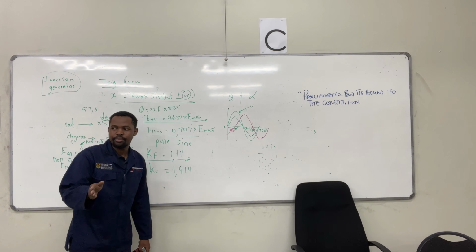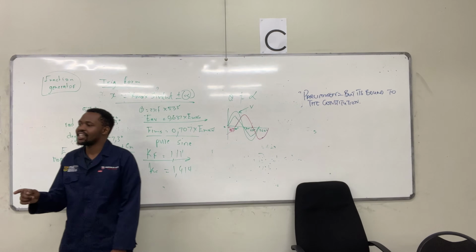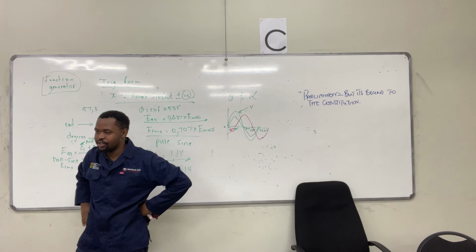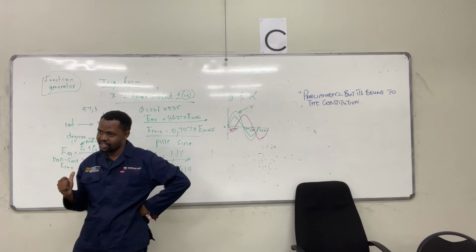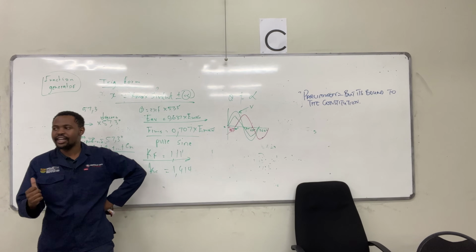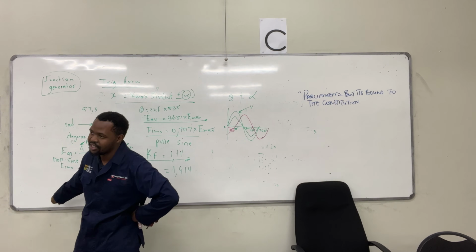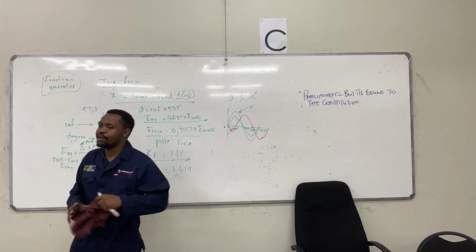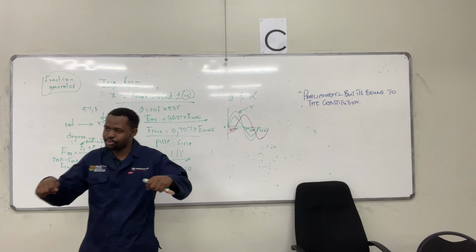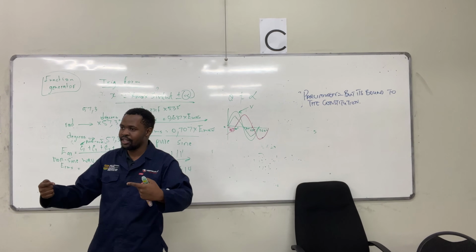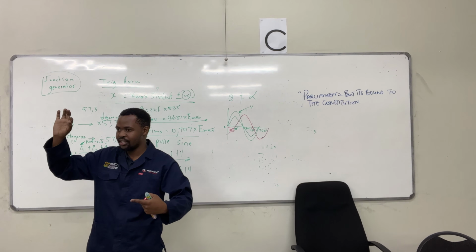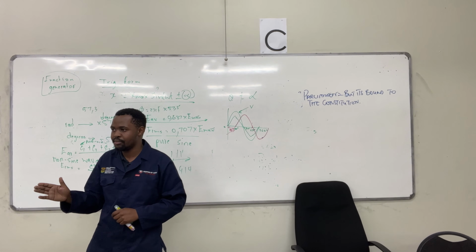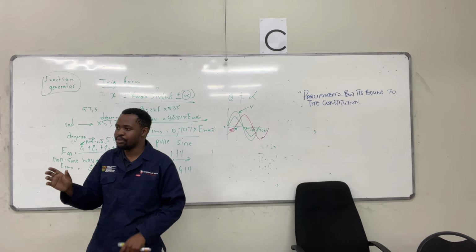Remember, the inductor opposes change in current. That is why the current is lagging the voltage. But when it comes to a capacitor, when you first put electricity on it, the voltage is 0 and the current is maximum. Why is that?